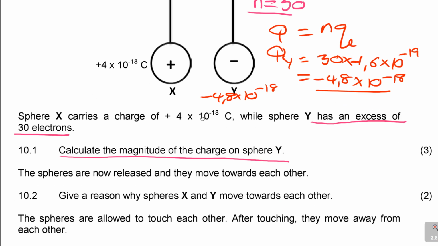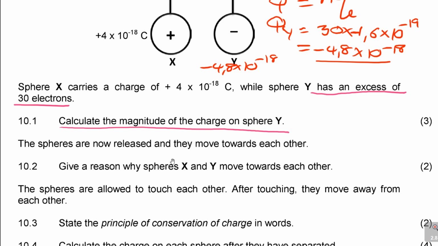Not bad. Next one, if the spheres are now released and they move towards each other, of course, the one is positive, one is negative, so they will attract. Then they say, give a reason why spheres X and Y move towards each other. Unlike charges, what? Unlike charges attract. Don't forget. So they keep on asking that question.